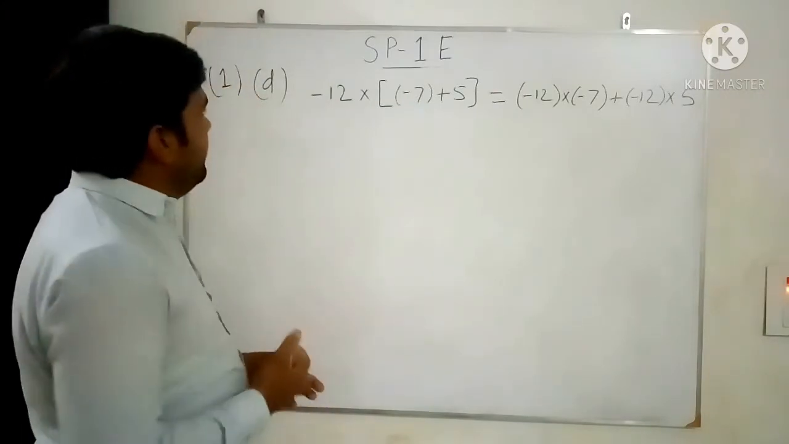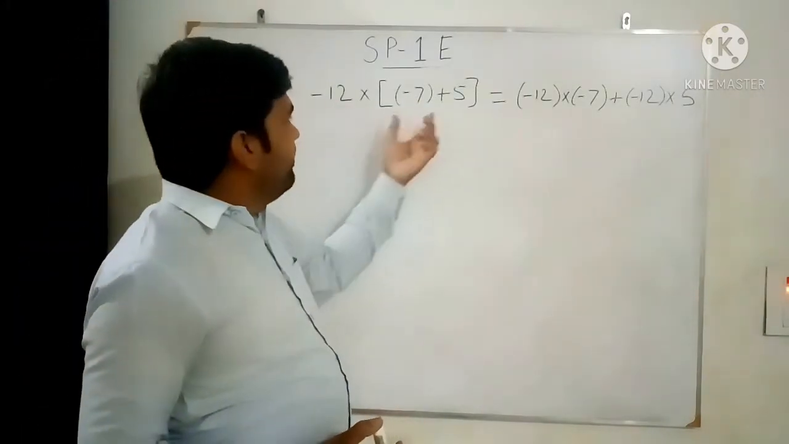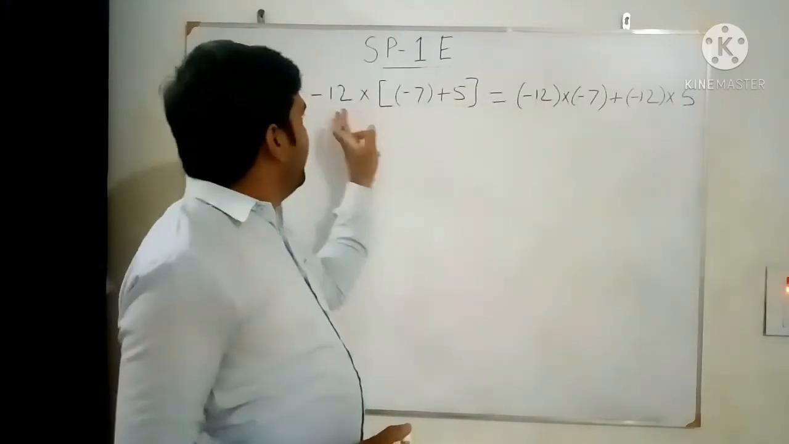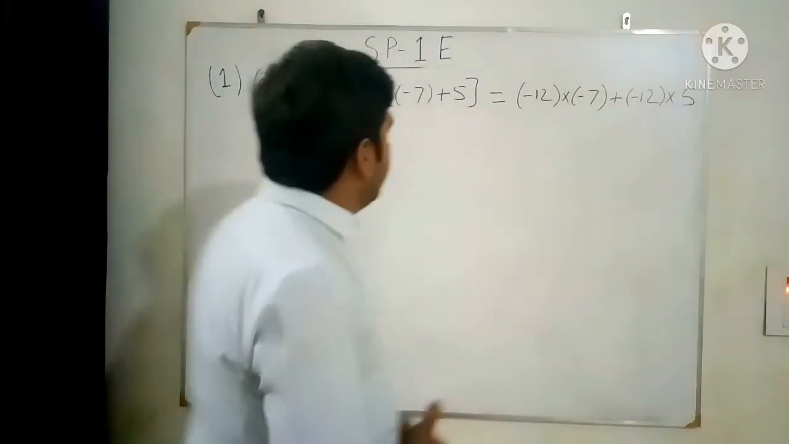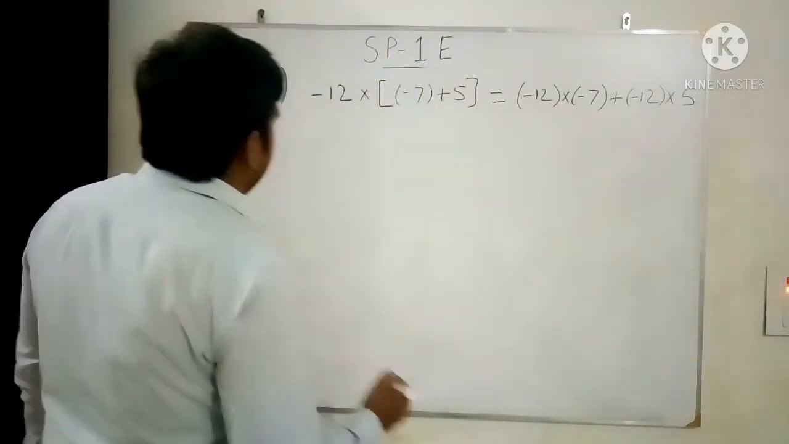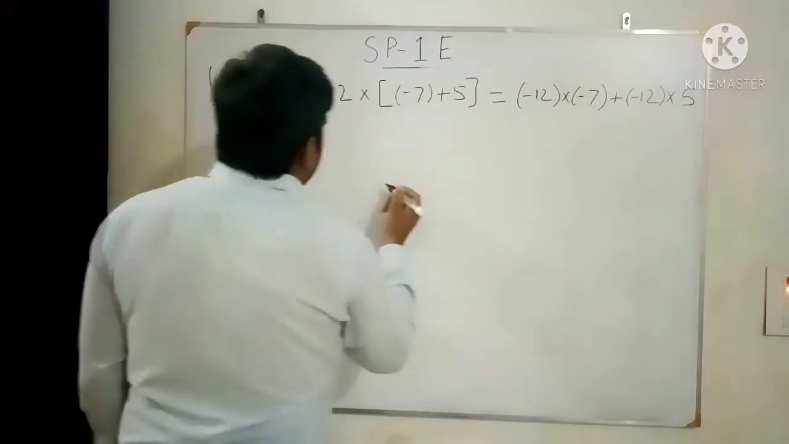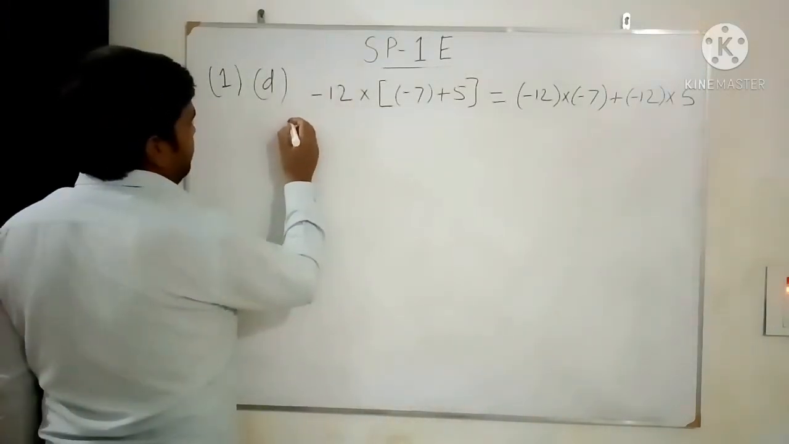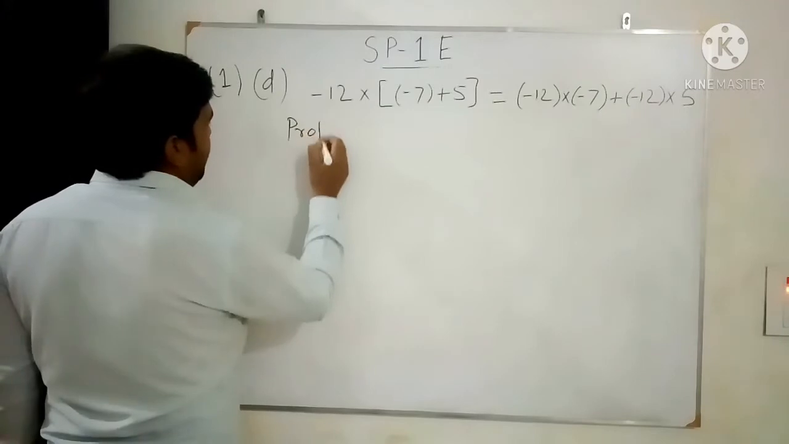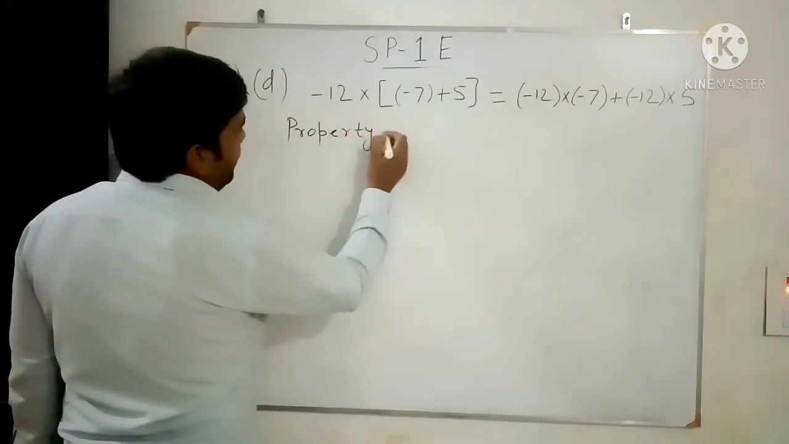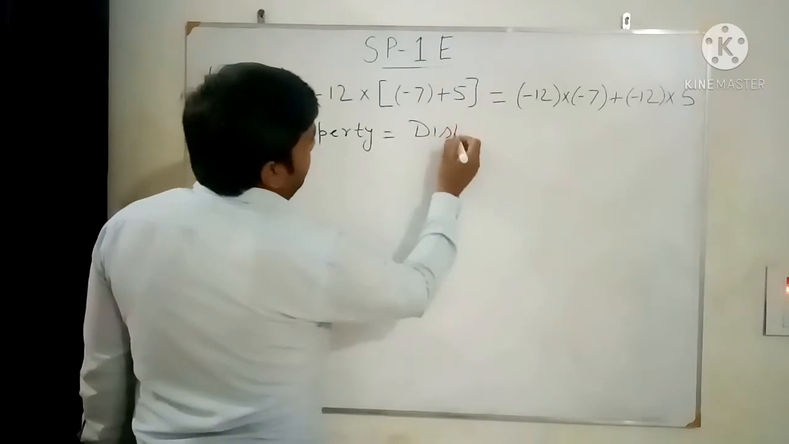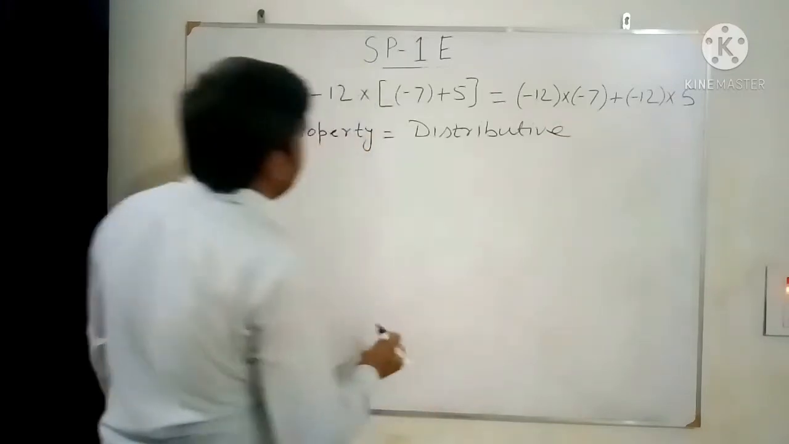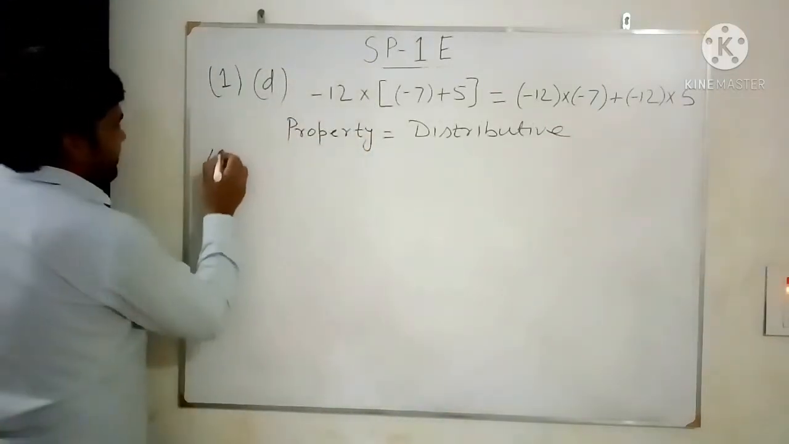Distributive property. Here minus 12 is multiplied with each number of this square bracket: minus 12 multiply minus 7, minus 12 multiply plus 5. Which property is used here? Distributive property. So what you write? The property equals distributive property.